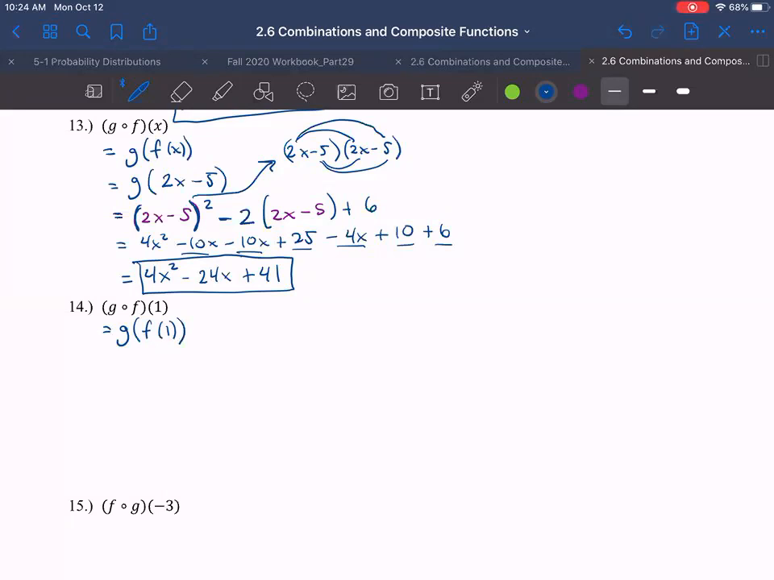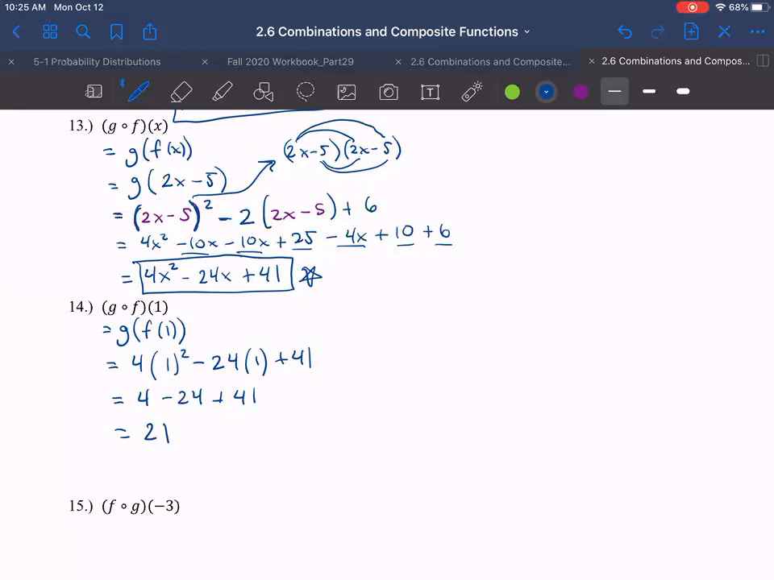We can do that by taking our result from the previous question and doing 4 times 1 squared minus 24 times 1 plus 41. This then gives us 4 minus 24 plus 41, and that would be a total value of 21. All right, since we already had that result, we could just simply do that.